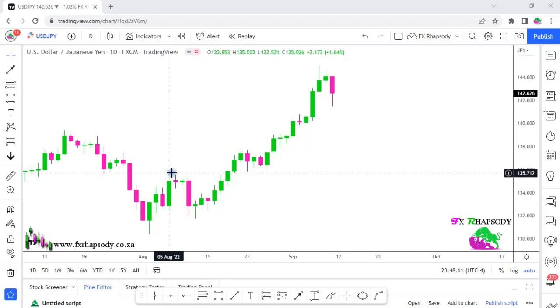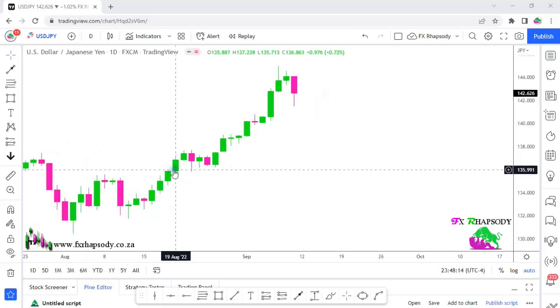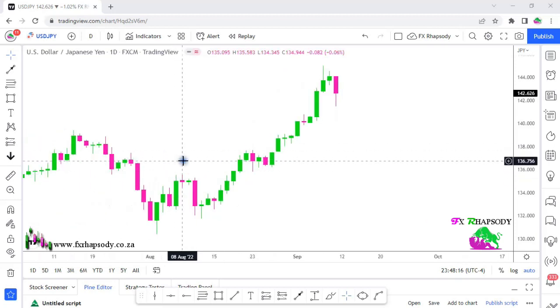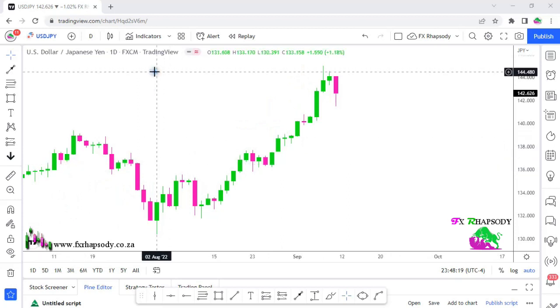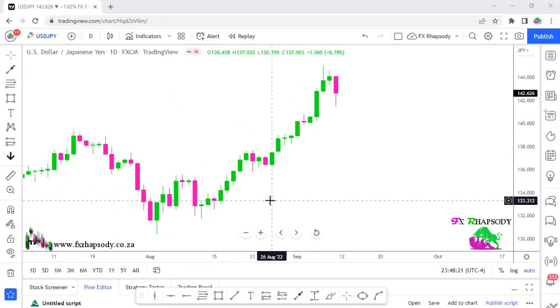So let us hit the charts. We're looking at USD JPY first. We're doing top-down analysis starting from the daily and moving our way down to the 1 hour time frame.